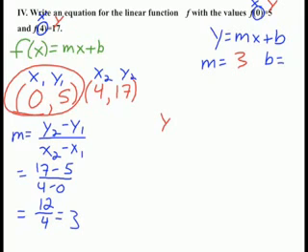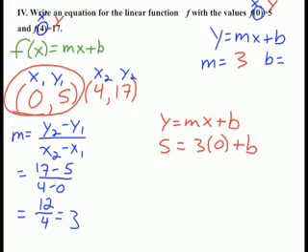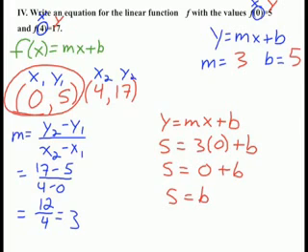I decided to pick the point (0, 5) because 0 always helps us simplify the equation faster. So y is 5, m is 3, x is 0 plus b. Now solve for b. 3 times 0 is 0. 0 plus b is b. So the y-intercept is 5. So our equation is y equals 3x plus 5.